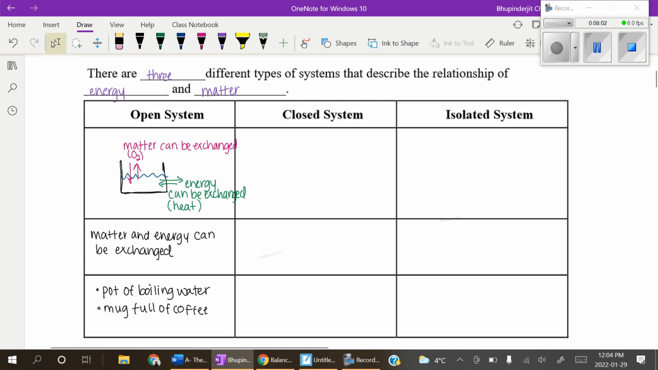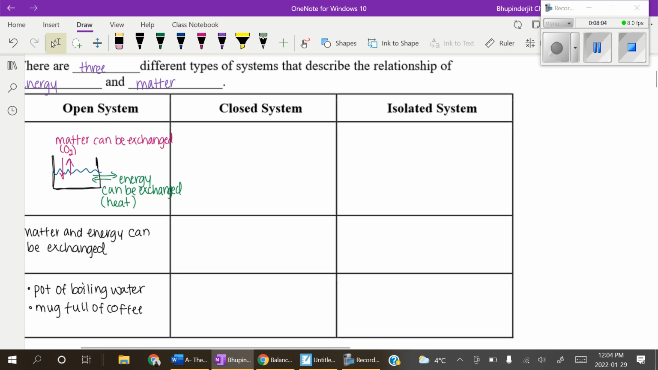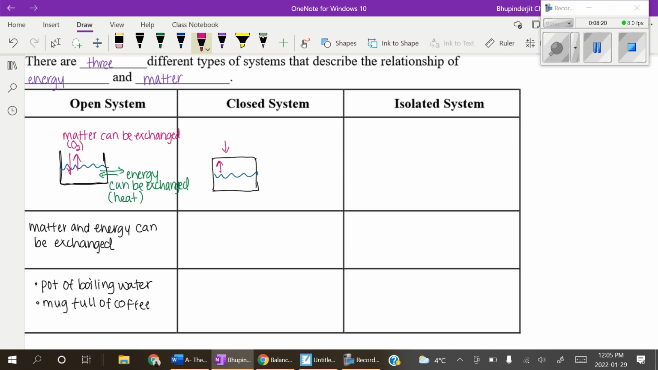Okay, let's go to a closed system. So a closed system, now the container is closed. We still got some water in there. Now, nothing can enter and nothing can exit. So we can't have matter going outside and inside. So matter cannot be exchanged.